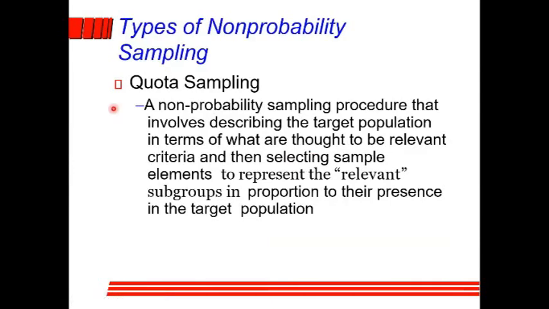And then for the quota sampling naman, it is also a non-probability sampling procedure that can involve describing the target population in terms of what are thought to be relevant criteria, and then selecting the sample elements to represent the relevant subgroups in proportion to their presence in the target population. So dito naman, yung relevance naman yung important for the quota sampling.